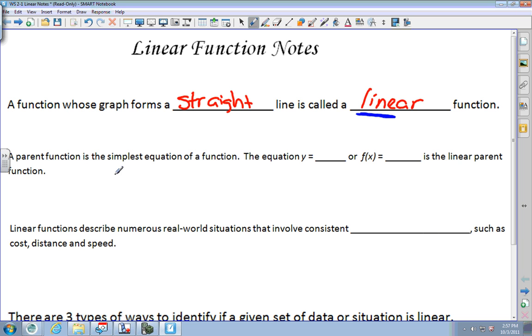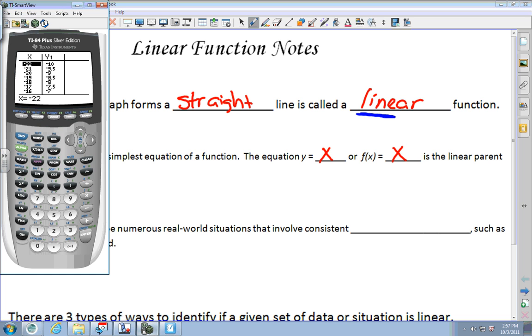Now a parent function is the simplest equation of a function. The equation y equals x, or f of x equals x, is the linear parent function. If you go in your calculator and put in y equals x and press graph, that is the parent function. From here, all the other equations happen, like we may translate them, move them up and down, right or left, make them steeper or flatter, but this is the basic one.